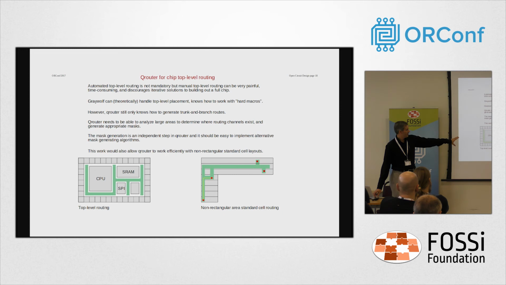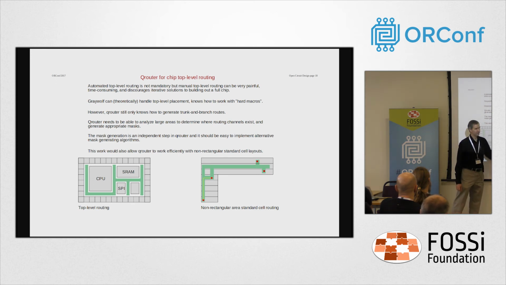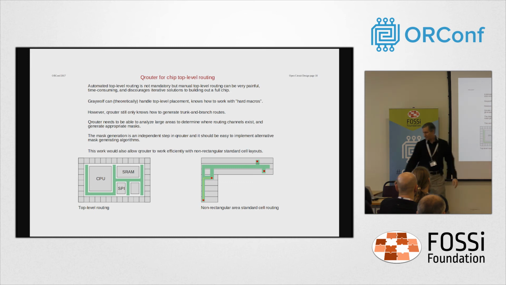The next thing would be to use QRouter for chip top-level routing, which is largely a matter of taking the masks that I was talking about in one of the first slides and changing them so that they can find channels between blocks on a chip so that you can do the full top-level routing. And that would also apply to the problem of routing to blocks that are not rectangular, which QRouter, I wouldn't say QRouter doesn't know how to do it, but it does it badly right now.